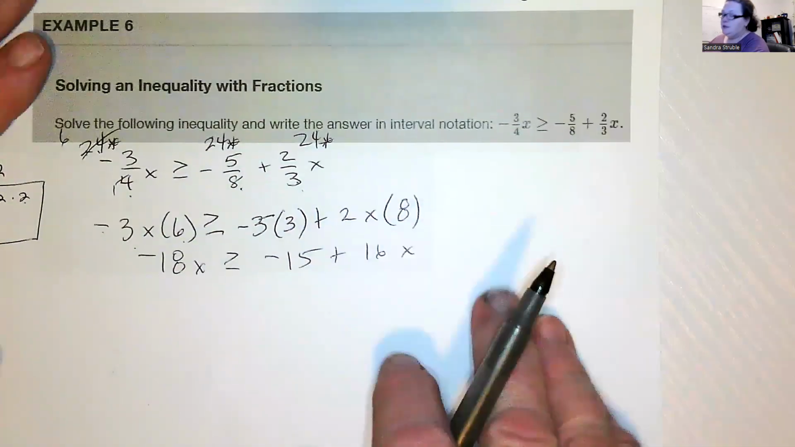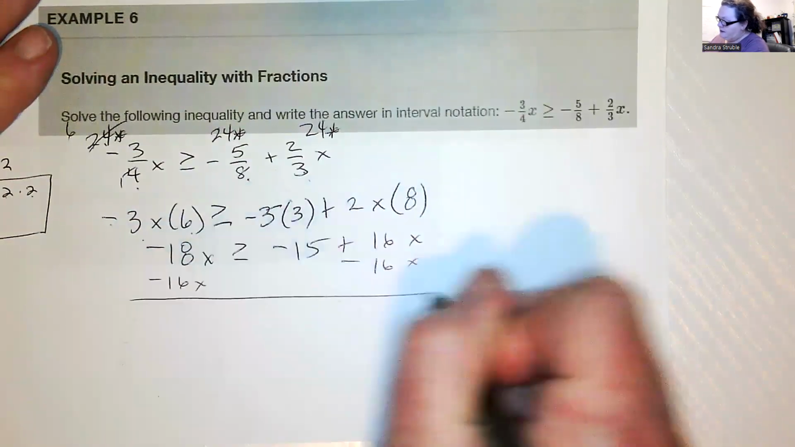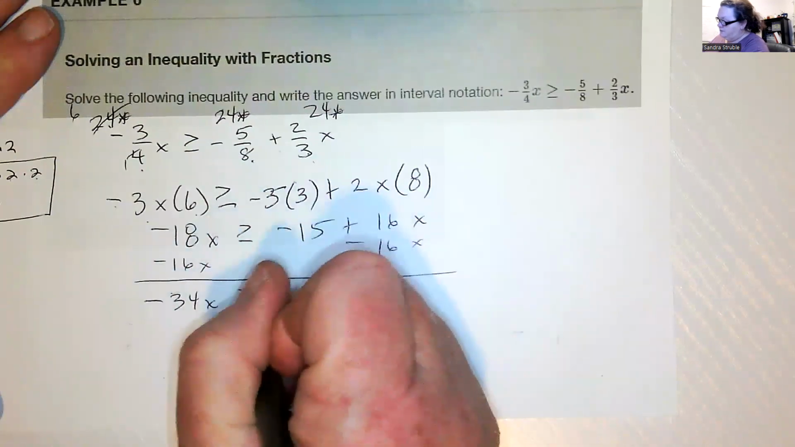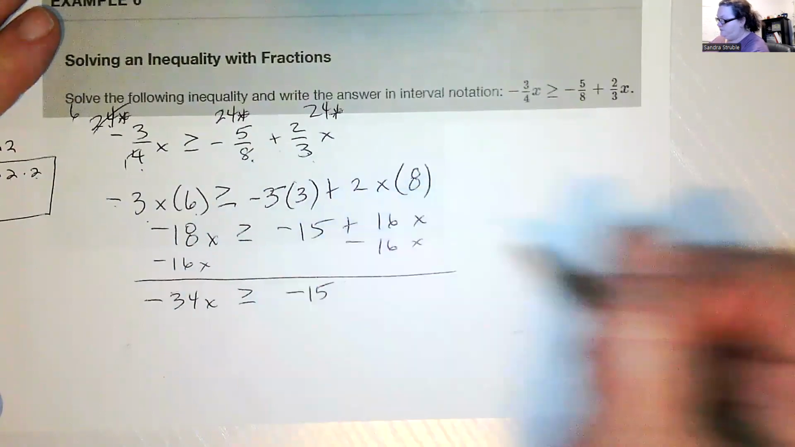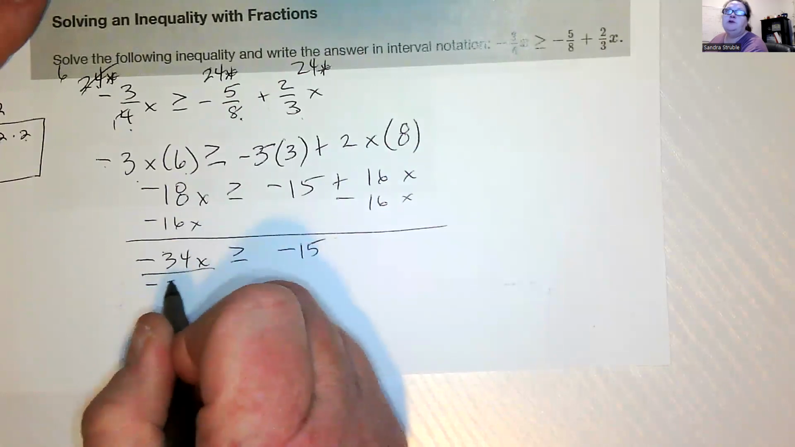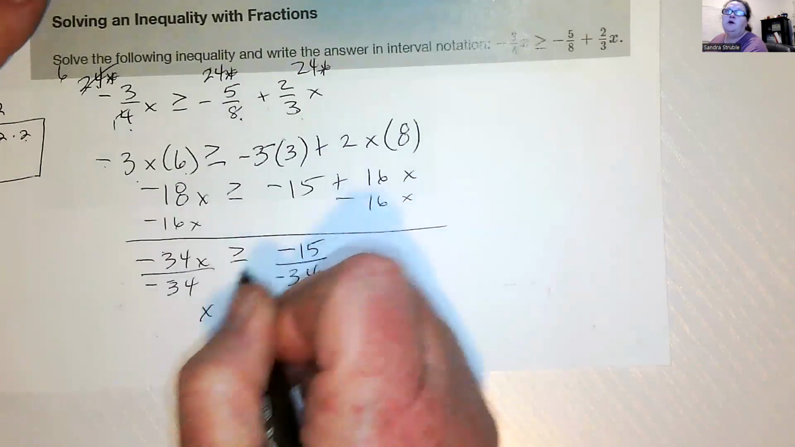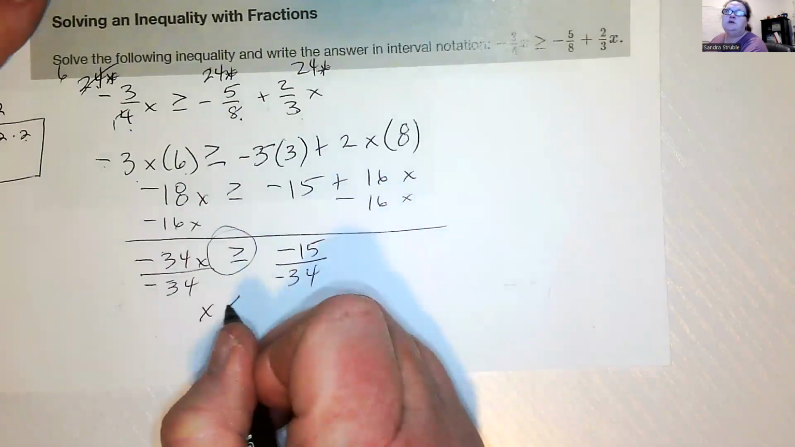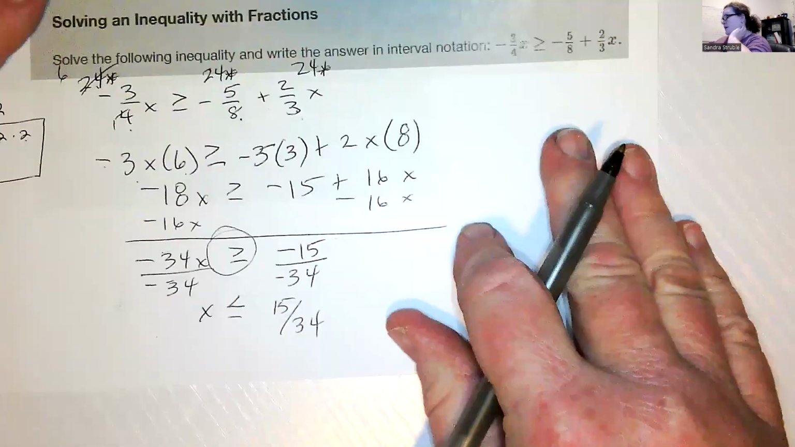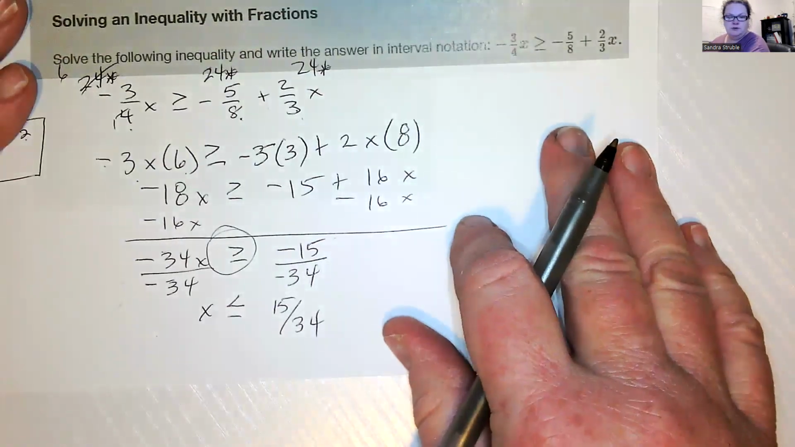Let's get our x's on one side. So I'm going to shift that 16x to the other. I get negative 34x is greater than or equal to negative 15. All right. And then solving for x, we're just going to divide both sides by negative 34. Remember, when you divide through or multiply through by a negative, the inequality sign changes. It flips. And I don't think those have anything in common that I can reduce that by. All right. No, I think we're good.